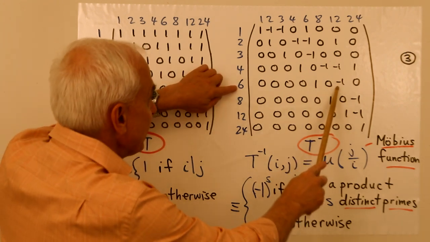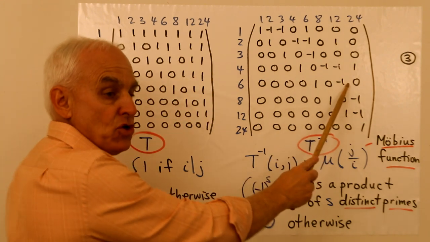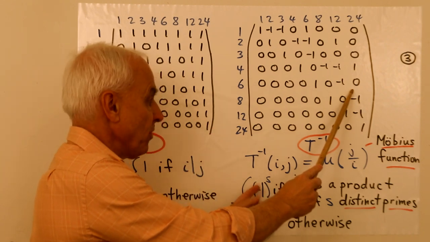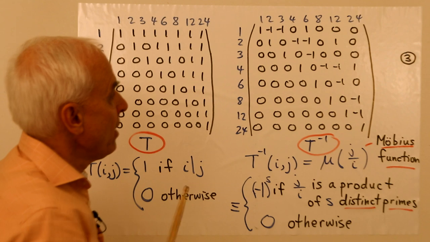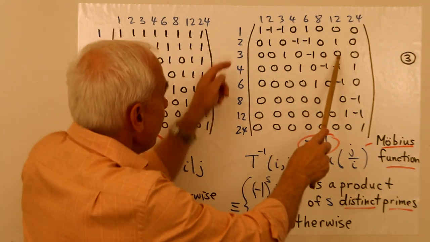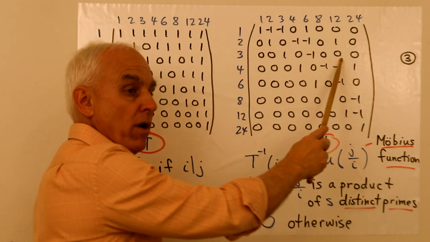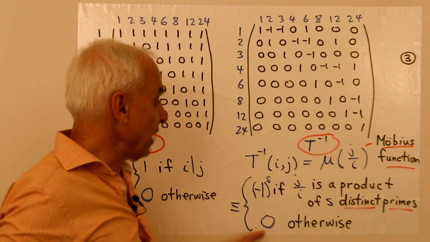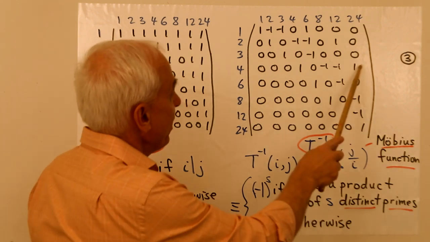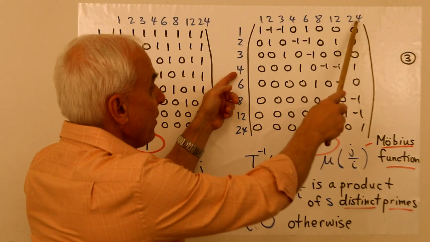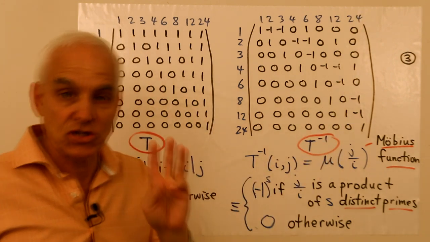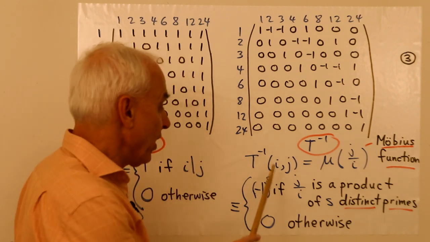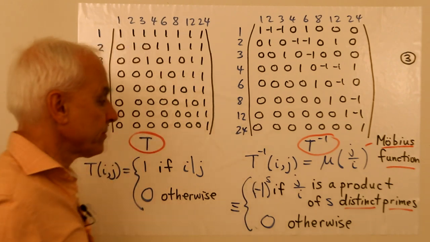So for example, let's have a look at this minus 1. Okay, so that's in the 6-12 entry. 12 over 6 is 2. 2 has a single prime factor, so there's only one of them. So we get minus 1 to the 1, so that's why there's a minus 1 there. How about this one here, this 0? That's 3 and 12. So 12 over 3 is 4, but 4 is 2 squared. So it has a prime factor squared, so the value is 0. And let's say this one here. 4, 24. 24 divided by 4 is 6, which is 2 times 3. So there are two distinct prime factors. We get minus 1 squared. That's why we get a 1 there.